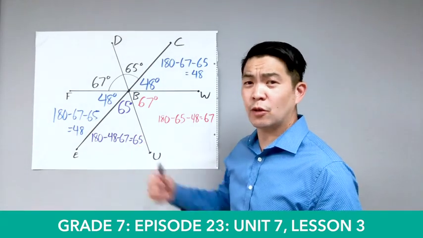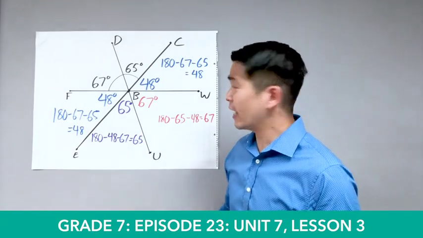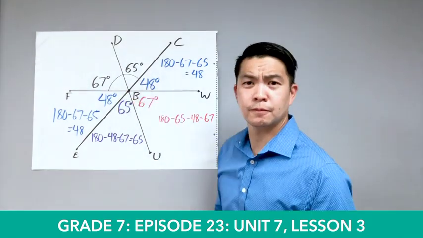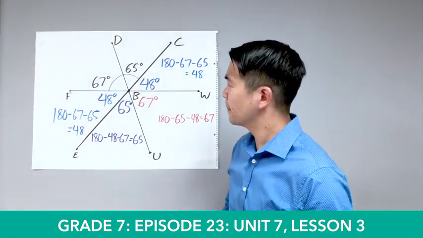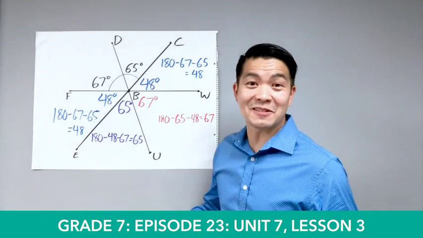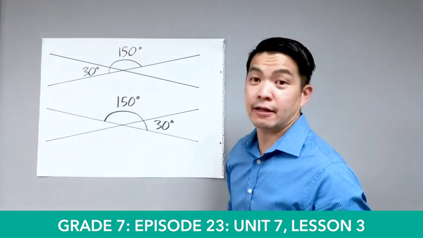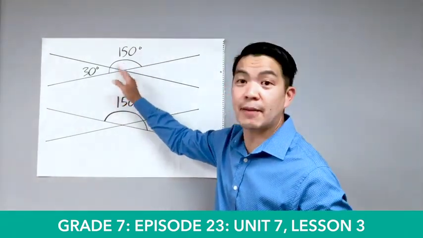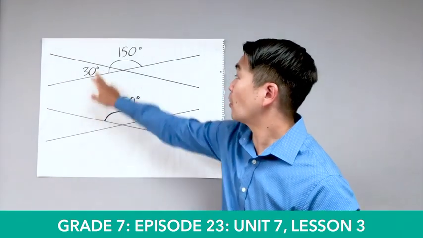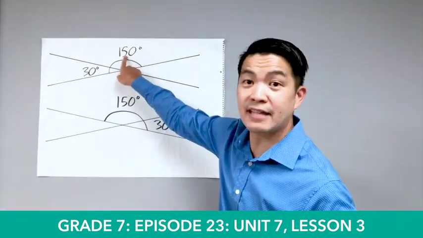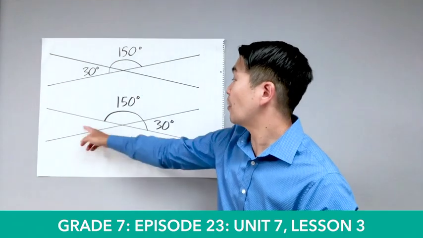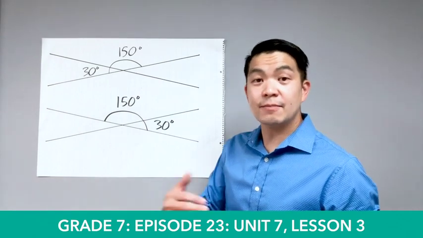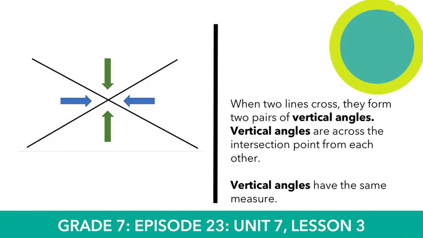Going back to the pattern we noticed, it appears that our vertical angles all have the same measure. Is that always true? It turns out it is. Vertical angles are supplementary to the same angle. They form a straight line and their measures sum up to 180. The only way that both of these angles can be supplementary to the same angle 150 is if they're both equal to 30 degrees. Let's take some time to add this fact about vertical angles in your notes.